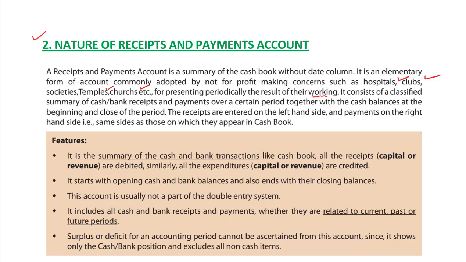It consists of a classified summary of cash and bank receipts and payments over a certain period together with the cash balances at the beginning and the close of the period. The receipts are entered on the left hand side and the payments on the right hand side. That is, same sides as those on which they appear in the cash book.